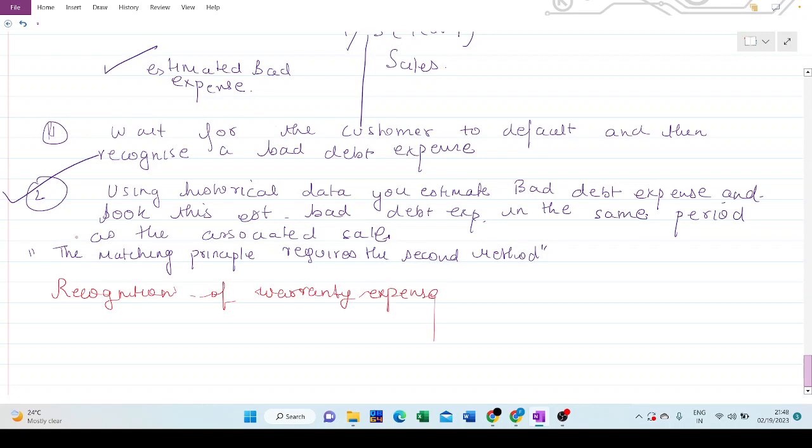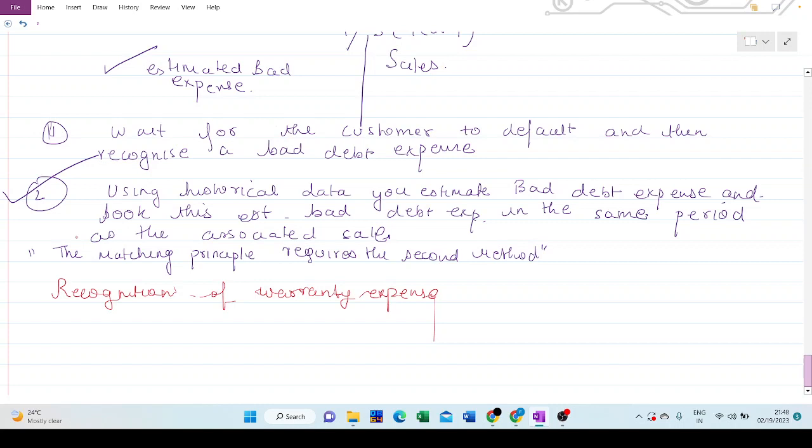Okay, so when you sell goods and give a warranty, there is a chance that some defective product may need to be replaced or repaired. Now, such a replacement or such a repair will cost you something, and this cost is your warranty expense. Now, there are two methods to recognize the warranty expense. Again, the first method is to recognize warranty expense when the warranty is claimed, and the second is, we should use historical data to estimate a warranty expense and book this estimated warranty expense in the income statement in the same year we book the sales revenue.